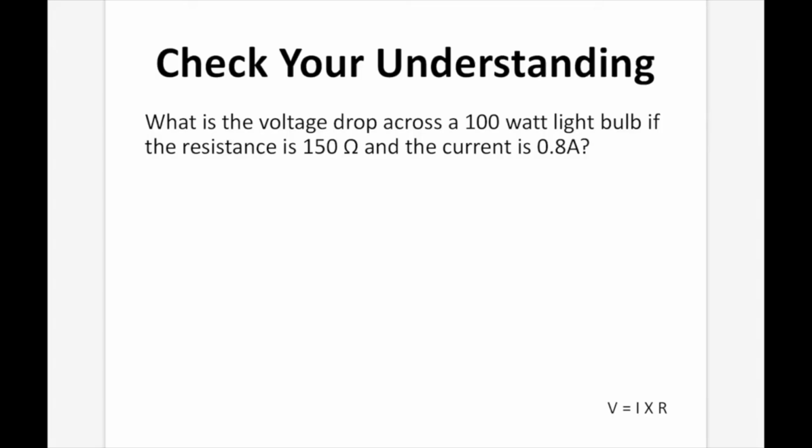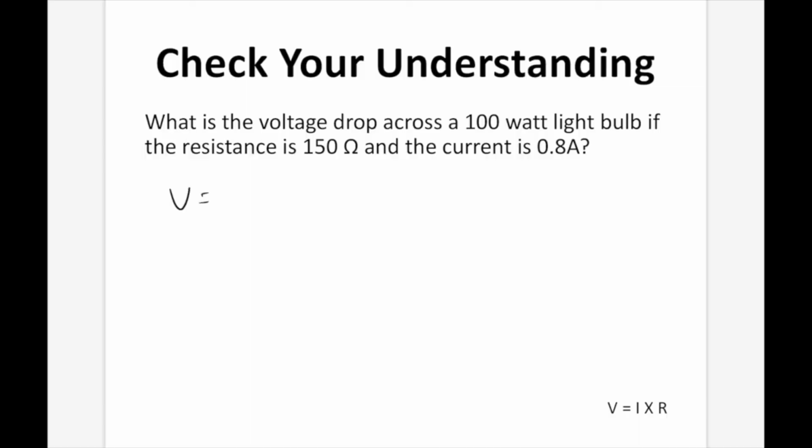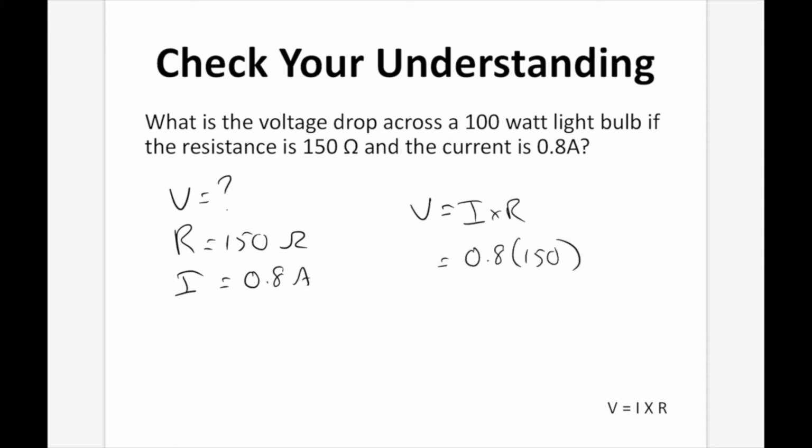Check your understanding. What is the voltage drop across a 100-watt light bulb if the resistance is 150 ohms and the current is 0.8 amps? So voltage is the question, resistance is 150 ohms, and current is 0.8 amps. Our formula is V equals I times R. 0.8 times 150 equals 120 volts.